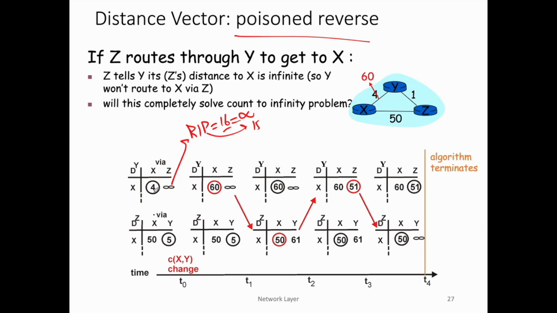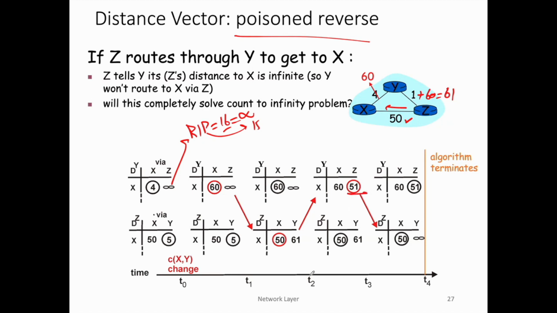After t naught, there is a change in the link cost between y and x, and the cost has changed from 4 to 60. Immediately the new cost, rightly so, is selected, which is 60. Now it informs z that the cost has changed from 4 to 60, and z says fine. The cost to reach from me to y is 1, so 1 plus 60 is 61. It enters 61 here, but rightly selects the least cost, which is the direct cost from z to x, and it informs y that the cost from me to x is 50. And y says, okay, fine. My cost to reach z is 1, so 50 plus 1 is 51, right?